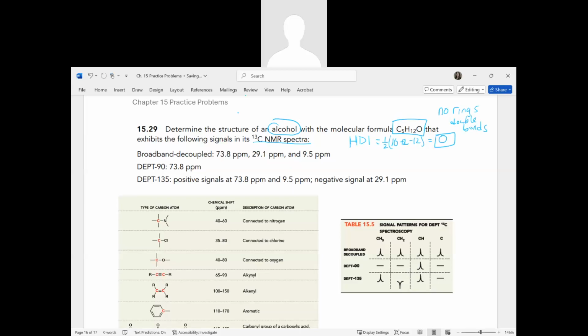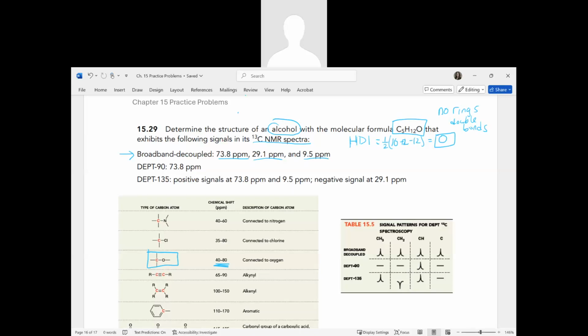And we're told that in our broadband decoupled spectrum, we see 3 signals, one at 73.8, one at 29.1, and then one at 9.5. So with this information, we probably could see that we already have a carbon bonded to an oxygen, something like this here, which we would need for our alcohol. So that's probably the signal at 73.8. And since only one of these signals is in that range, we do have an alcohol versus an ether or another compound that could have an oxygen in it.